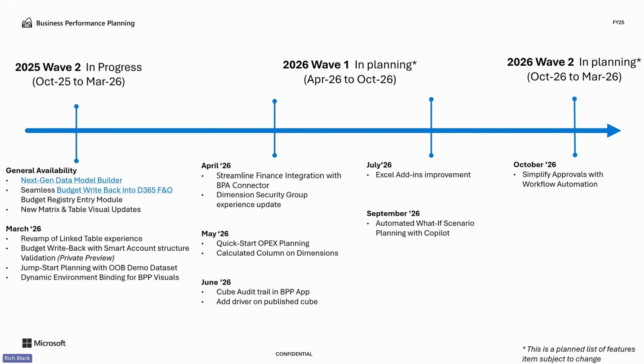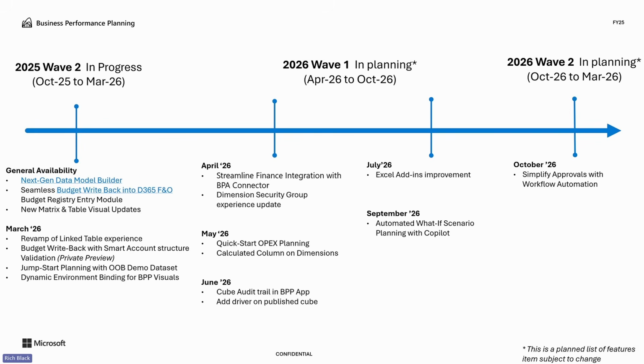In May, we will have a quick start OPEX planning template. So that's directly dependent on the integration with BPA connector. Basically, what you will get is we will propose some pre-built cube based off BPA data, and we'll start with the OPEX cube. That's mainly the data coming from finance, and then we'll be able to give you out-of-the-box report. The same way you will experience the out-of-the-box demo data set we're going to release next month.